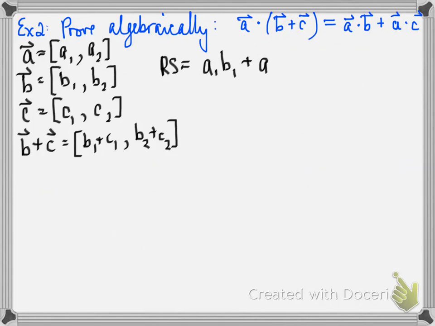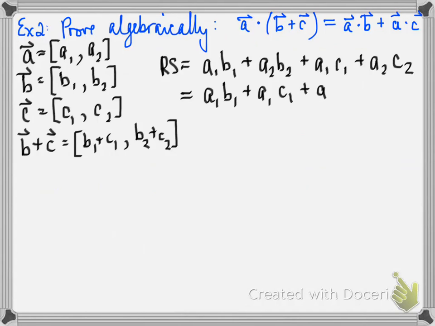Now, let's look at the right side. You see A1 B1 plus A2 B2 plus A1 C1 plus A2 C2. This is the algebraic representation of A dot B plus A dot C. Now, rearranging it, we combine the A1 terms so that you have A1 B1, A1 C1, plus A2 B2, plus A2 C2.